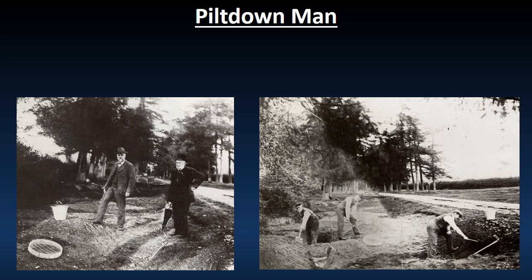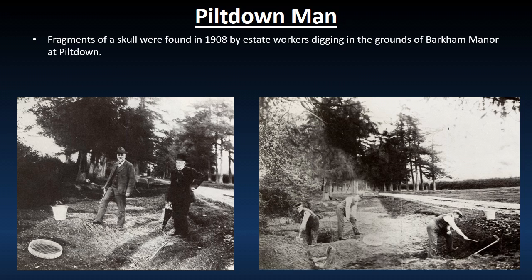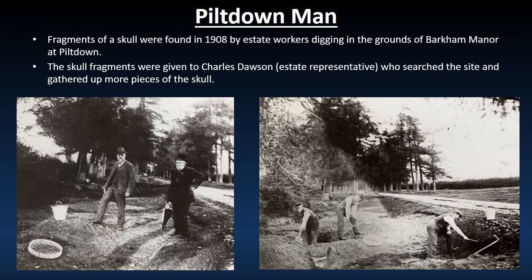Piltdown Man. This was a strange one. Fragments of a skull were found in 1908 by estate workers digging in the grounds of Barkham Manor at Piltdown. But right off the bat, Barkham Manor, these are rich people. This is a huge manor, a huge estate. The skull fragments were given to Charles Dawson, who was an estate representative. He searched the site and he gathered up more pieces of the skull.